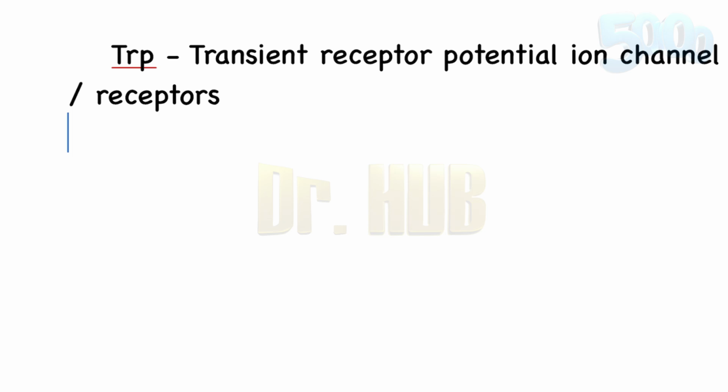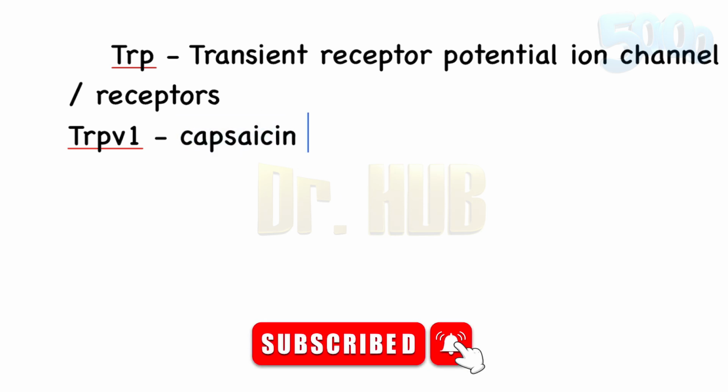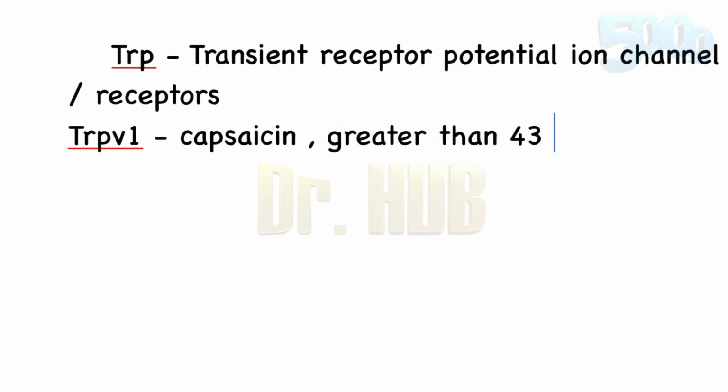So to begin with, we look at the TRPV1. So what is TRPV1? The stimulus is capsaicin, and the temperature will be greater than 43 degrees. Next is TRPV2.